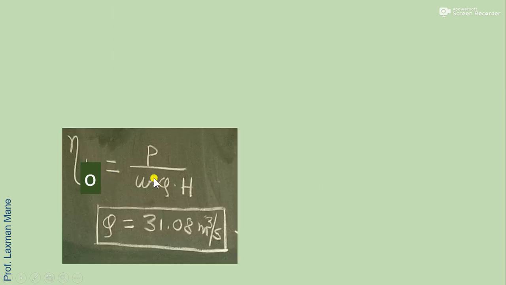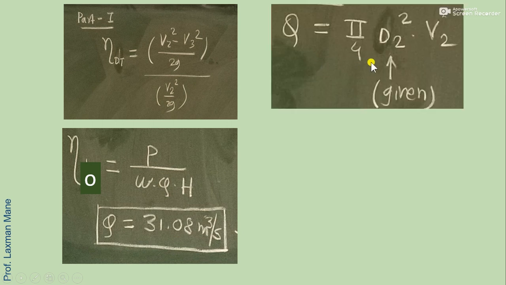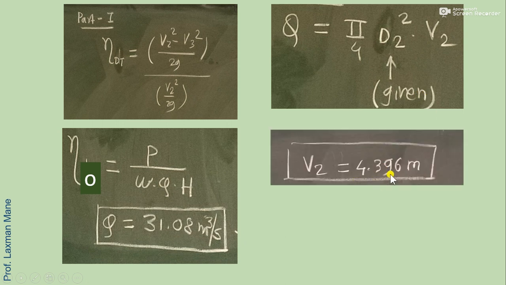So first of all, using overall efficiency formula, shaft power upon WQH, where W is the specific weight. Shaft power is given, overall efficiency is given 85%. Shaft power in watt we take, head is also given, so we can calculate Q. From the value of Q, we can use this for the calculation of V2, which is required to calculate draft tube efficiency.